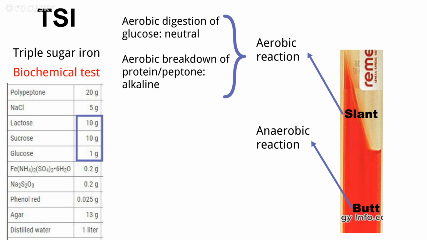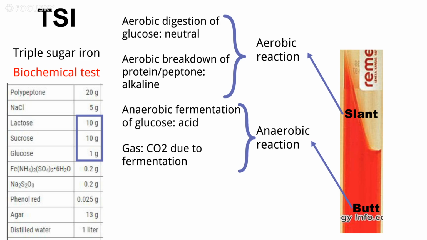In the butt, the Salmonella will ferment glucose to produce acids. Because the amount of glucose is very limited in this medium, the color change at the butt will not be extended to the area close to the slant.